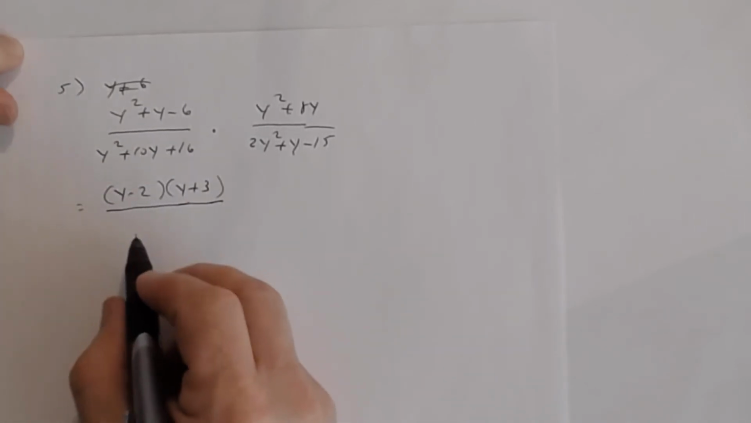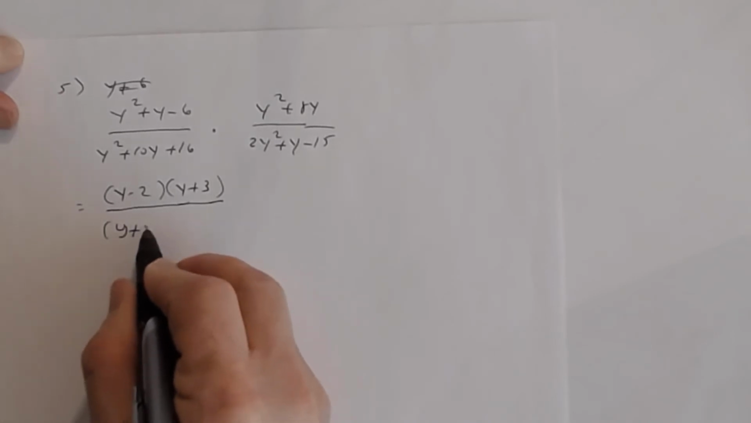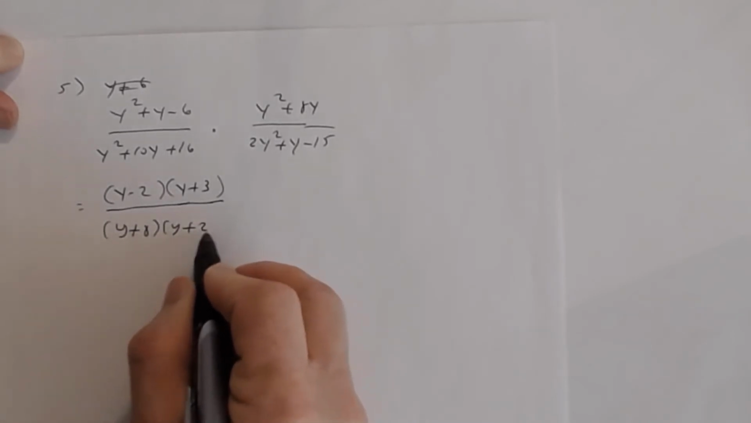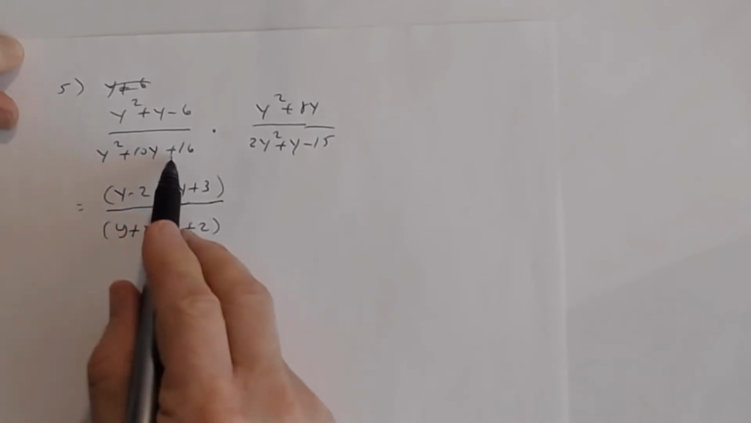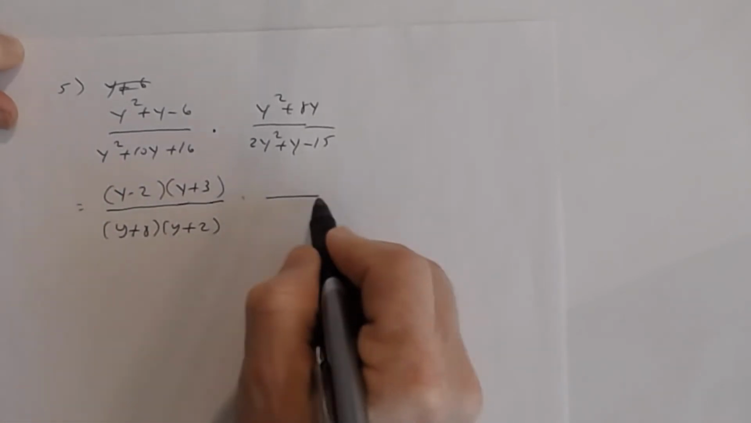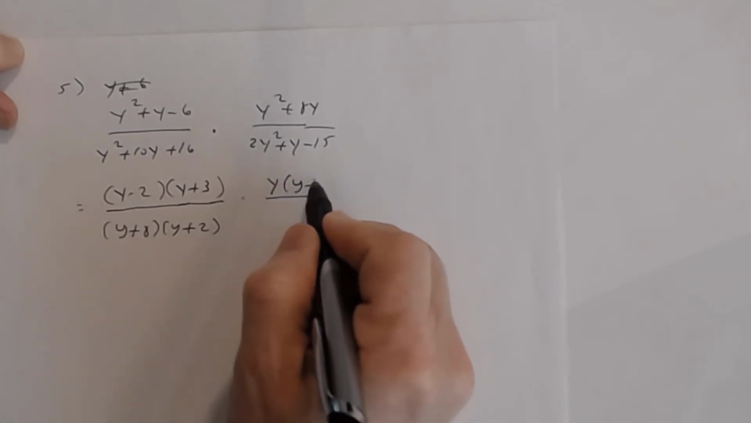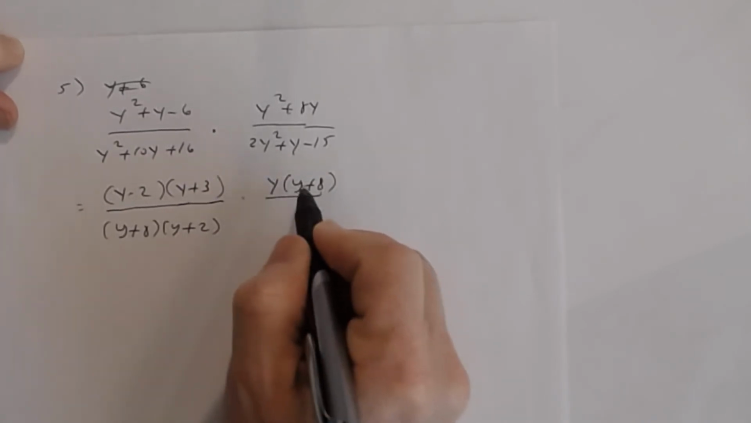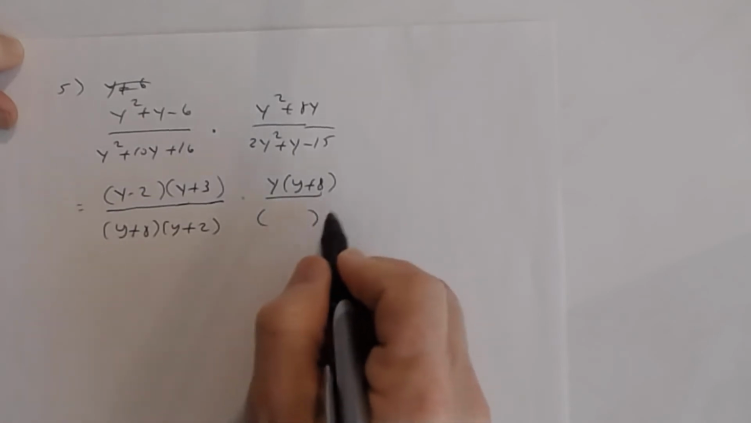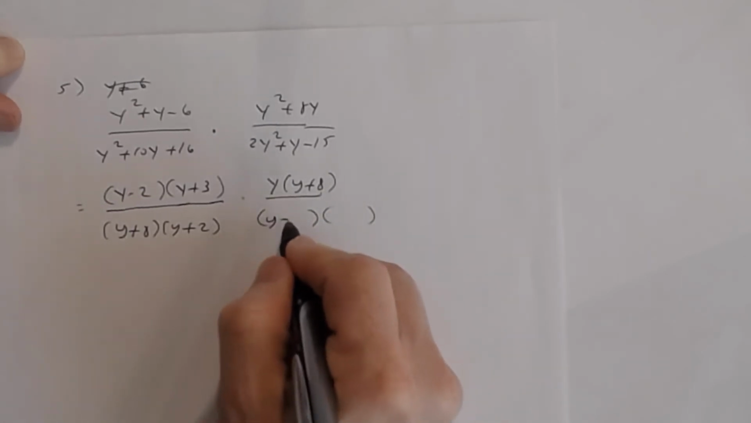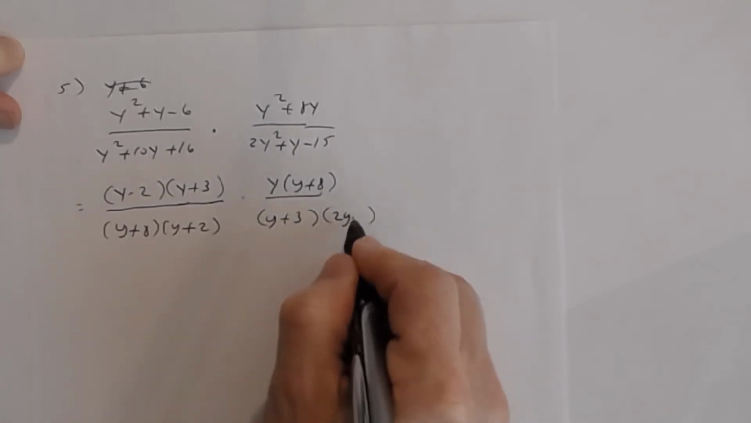The denominator, when you factor that, that's going to be y plus 8 times y plus 2. That's your denominator, so that's this. Times, over here, the GCF is y, so it's going to be y times y plus 8. Okay, and over here, when you factor that, you're going to get y plus 3 times 2y minus 5.